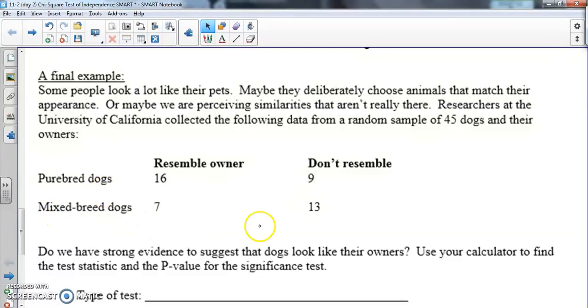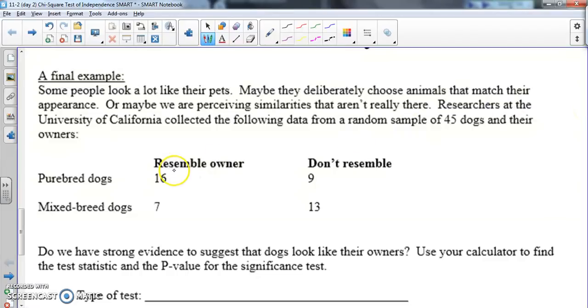So here's our two-way table. It says down here, do we have strong evidence to suggest that dogs look like their owners? Use your calculator to find the test statistic and the p-value. Well, in order to do this, we do need to know what type of test we are going to be using. So what type of test do you think we're going to use?